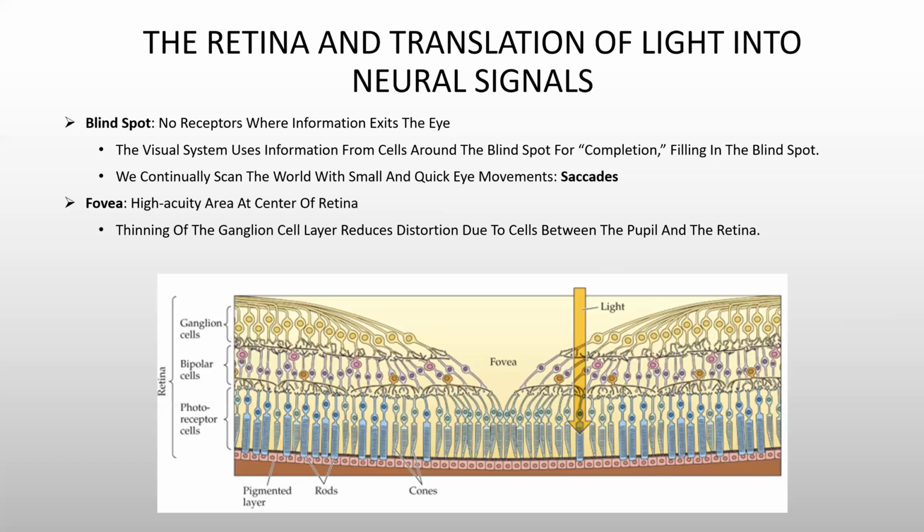Also, I wanted to bring up the fovea. The fovea is the high acuity area at the center of the retina. So if you want to place your best sight on an object, you're going to put it right in front of your eyes, because that's going to pick up on the fovea. You'll also notice in that picture that there's a thinning of the ganglion cell layer, which reduces the distortion due to cells between the pupil and the retina. It's just cones. And that's another part of this also, that the fovea only consists of cones, very high acuity and for color.